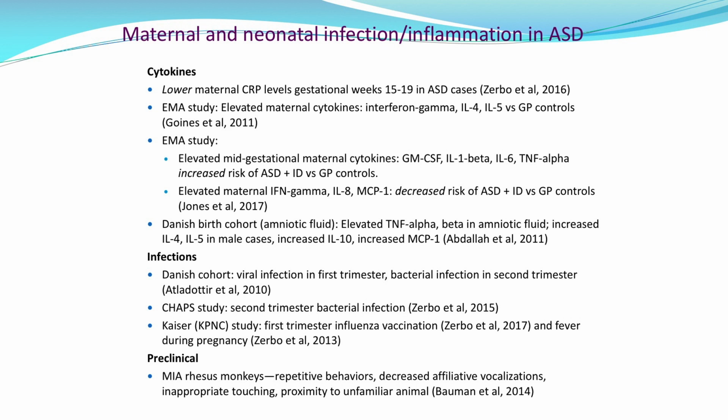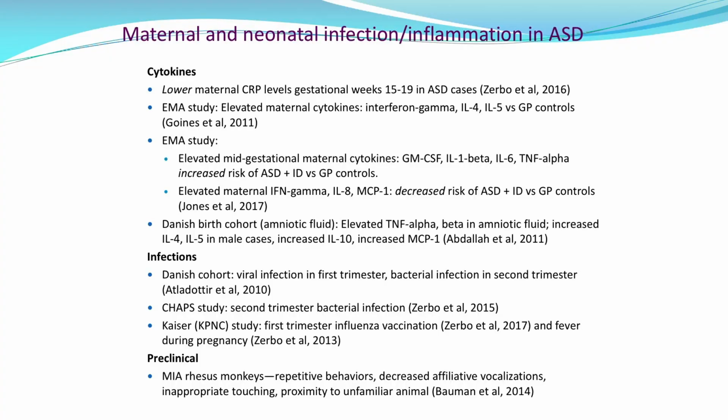There's the EMA study, which showed maternal cytokines being elevated: IL-4, IL-5, interferon gamma. Also in the EMA study, a variety of other cytokines have been associated with risk of autism, as well as certain cytokines, again, associated with decreased risk of ASD. So it's a complicated story. I'm not here to say it's very clear there's elevated cytokines in mothers of cases of autism. It's a complicated story that we need to work through, and some of these cytokines related to a decreased risk are also somewhat pro-inflammatory.